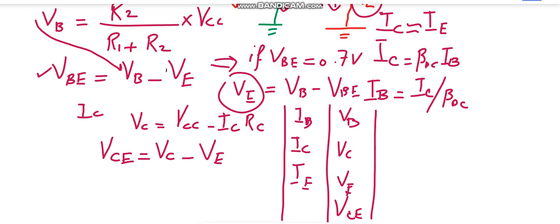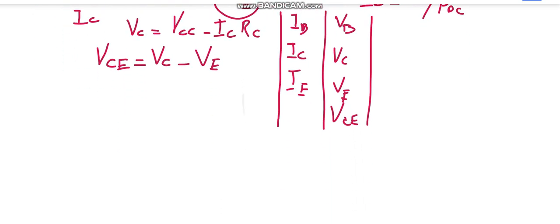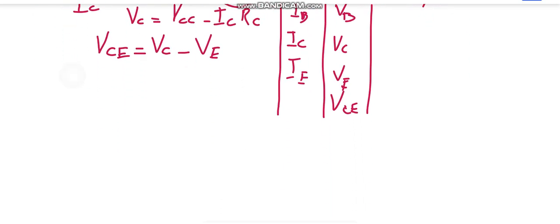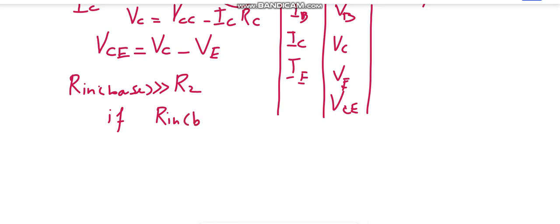One thing that you must always remember is that in order to reduce or eliminate the loading effect of the transistor, we assumed that R in base of the transistor is very large as compared to R2, and that condition is if R in base is greater than or equal to 10 times R2, then we can simply determine the base voltage just like we did previously. But if this criterion is not met, then what will happen?